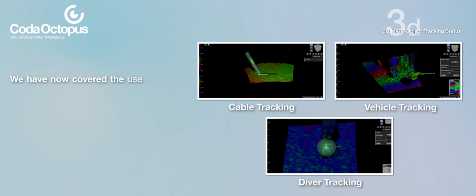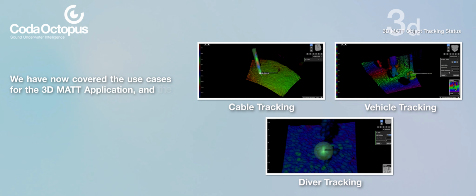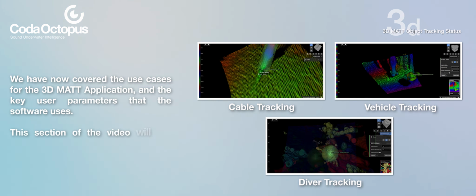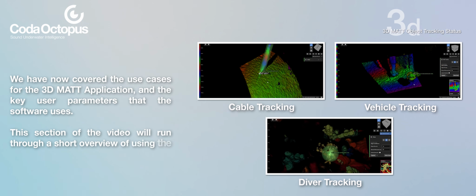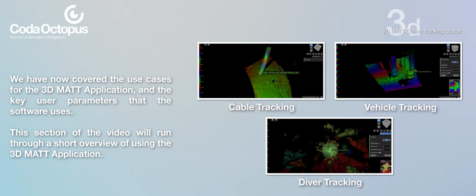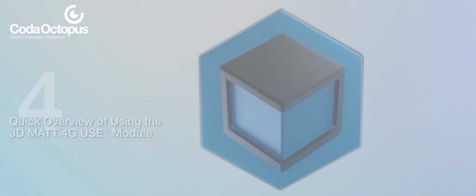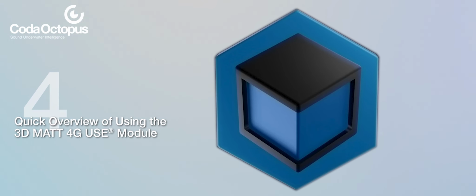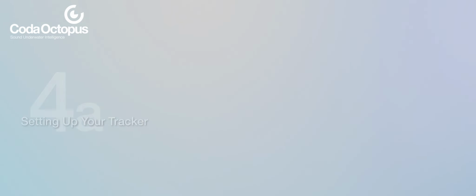We have now covered the use cases for the 3D mat application and the key user parameters that the software uses. This section of the video will run through a short overview of using the 3D mat application. Quick overview of using the 3D mat 4G use module. Setting up your tracker.